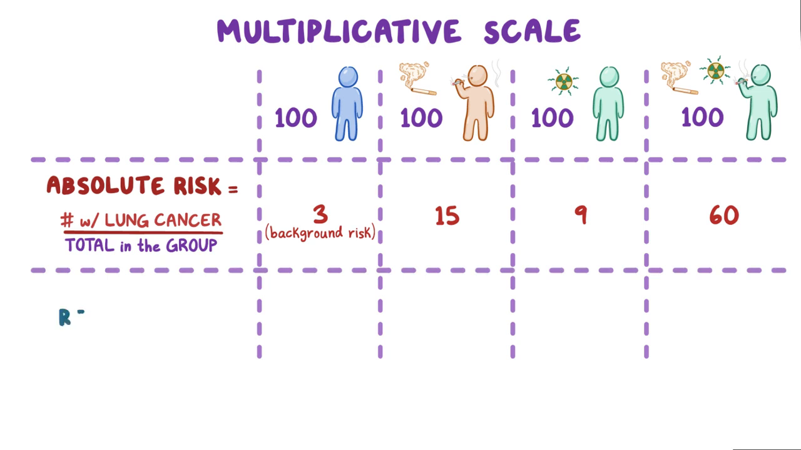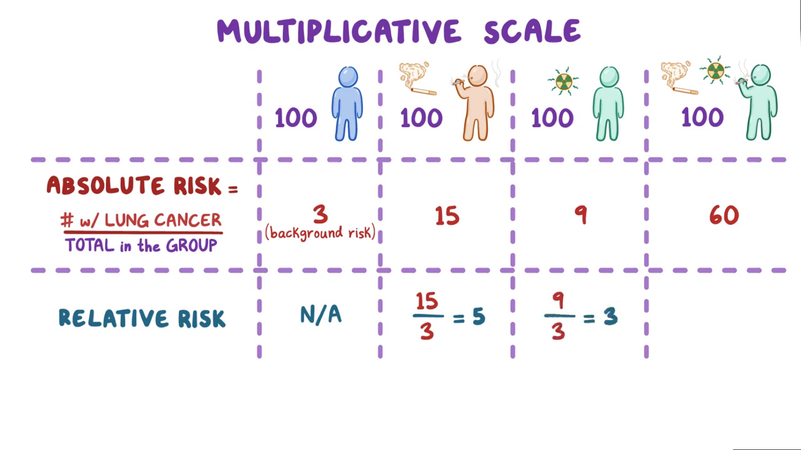Next, let's calculate the relative risks for each group by dividing each one by the background risk. So the relative risk for people who only smoke is 15 divided by 3, which equals 5. And the relative risk for people who are only exposed to radon is 9 divided by 3, or 3. Finally, the relative risk for people who smoke and are exposed to radon is 60 divided by 3, or 20.